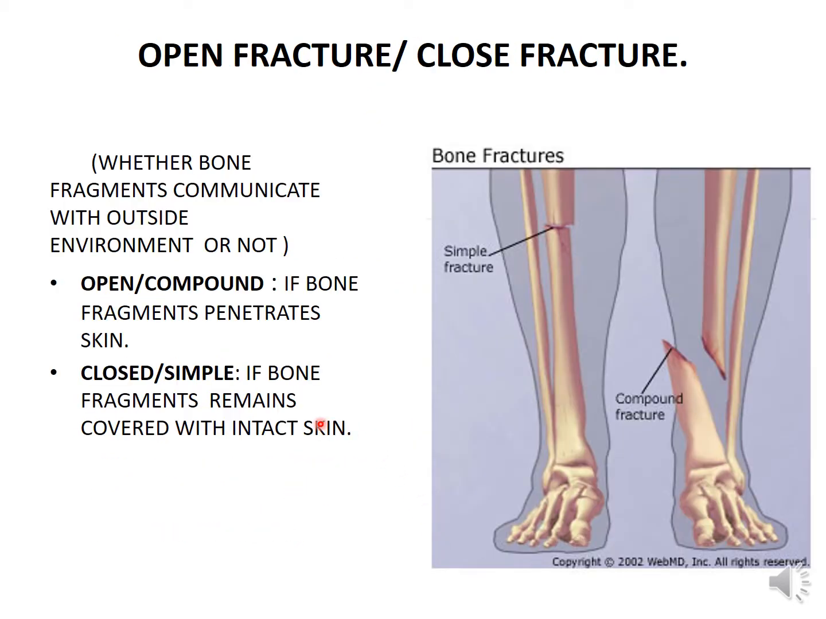So first, the open fracture. Open fracture is also known as compound fracture. Here we see whether the fracture fragment communicates with the outside or not. Here the bony fragment penetrates the skin. So this is the open fracture or compound fracture. And in the closed or simple fracture, the fragment remains intact and is covered with intact skin. So it's a closed or simple fracture.